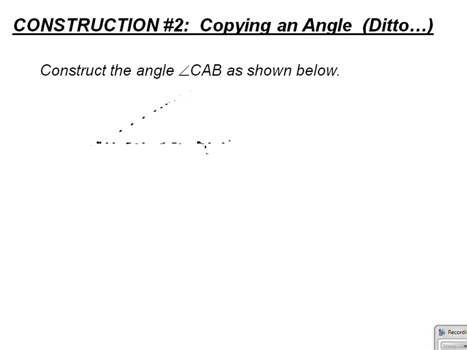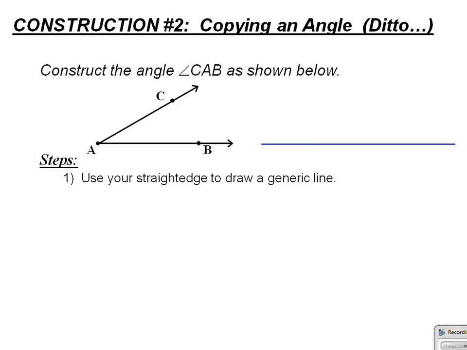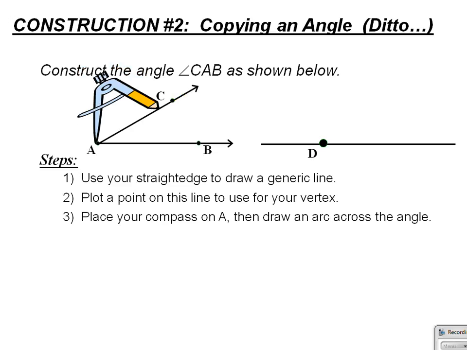Now, in addition, we're also going to have to recollect for today's lesson our angle construction. So also as a quick review, how to construct an angle. When we're given an angle, say angle CAB as shown below, to construct that angle, we first need to use our straight edge to draw a generic line, then plot a point somewhere on this line that we will use for our vertex. Then placing our compass on point A, the vertex of our original angle, we make a sweep across the angle.